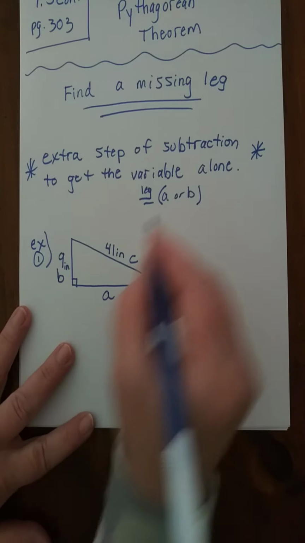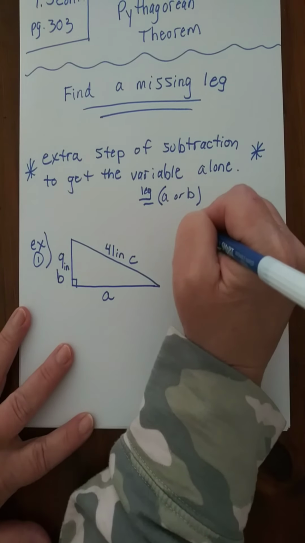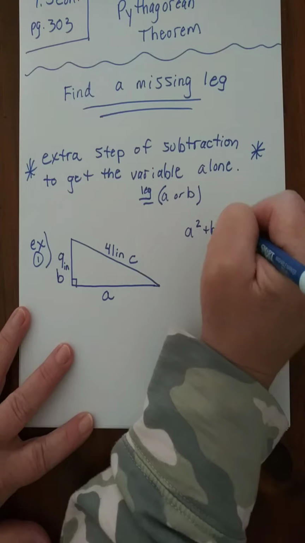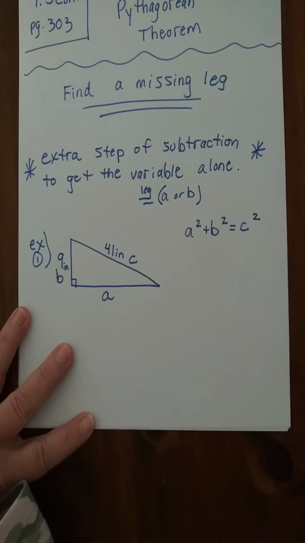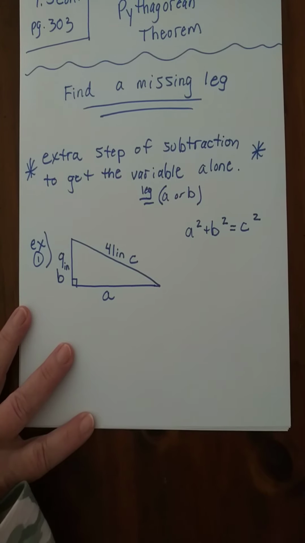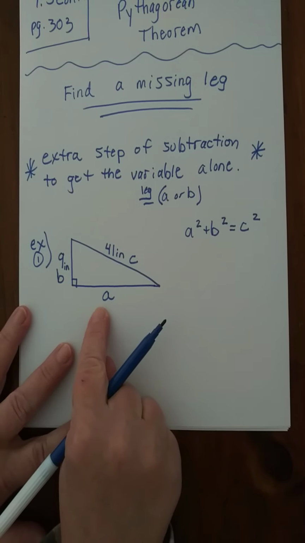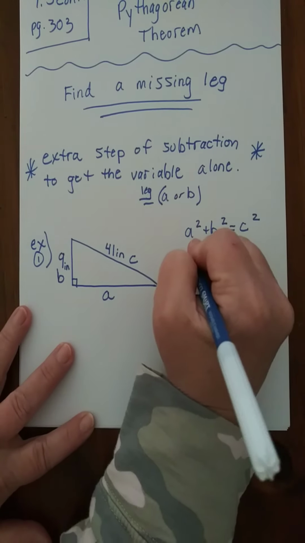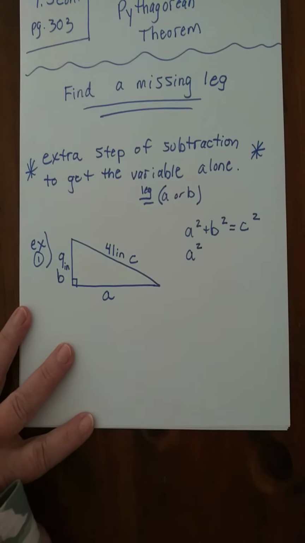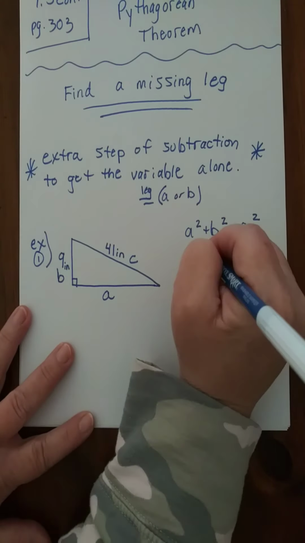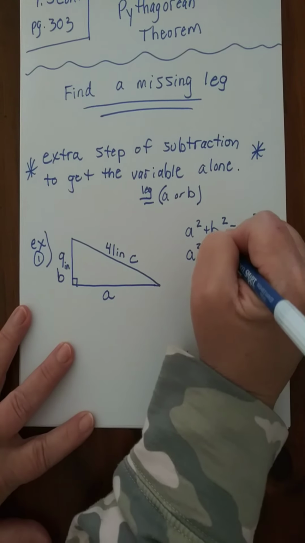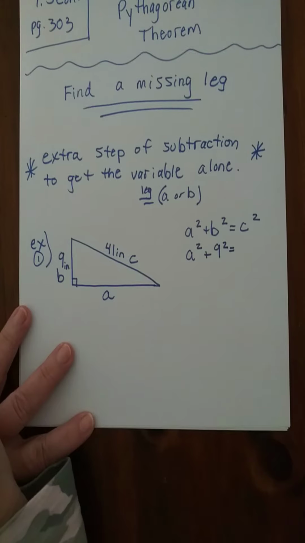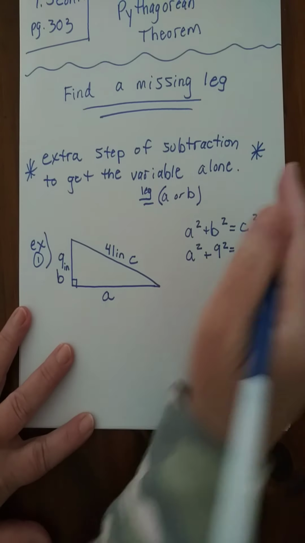The process starts with the same equation: A squared plus B squared equals C squared. Same Pythagorean theorem as before. Next, we fill in the information that we know. A is our missing piece, so we just leave it as A. And don't forget, everything has to be squared. So A squared plus B, our other leg, is 9, so 9 squared, and it equals C, the hypotenuse, which is 41.